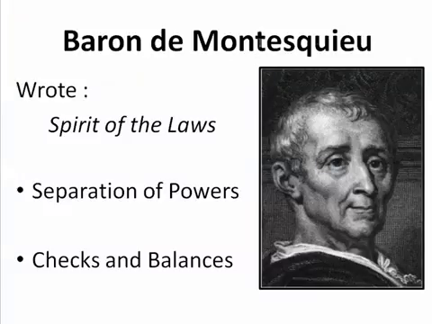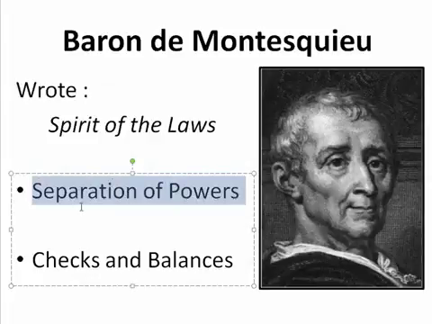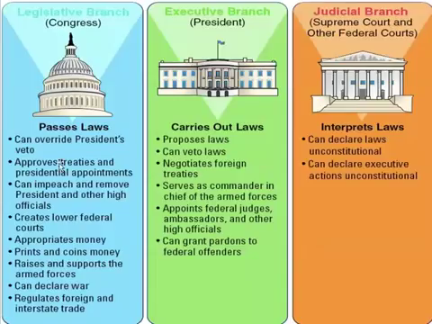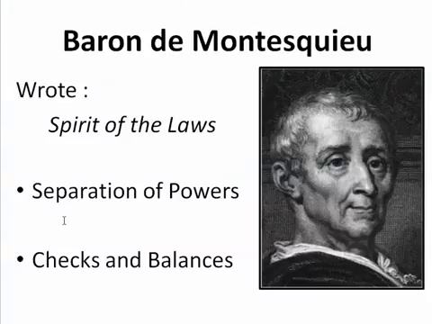He got them from Baron de Montesquieu, whom we talked about in the last couple of videos. Montesquieu wrote The Spirit of the Laws. He was a figure of the Enlightenment, and he influences our separation of powers in government: legislative, executive, and judicial branches. And he hints at checks and balances, and James Madison picks up on that and runs with it. So separation of powers and checks and balances.